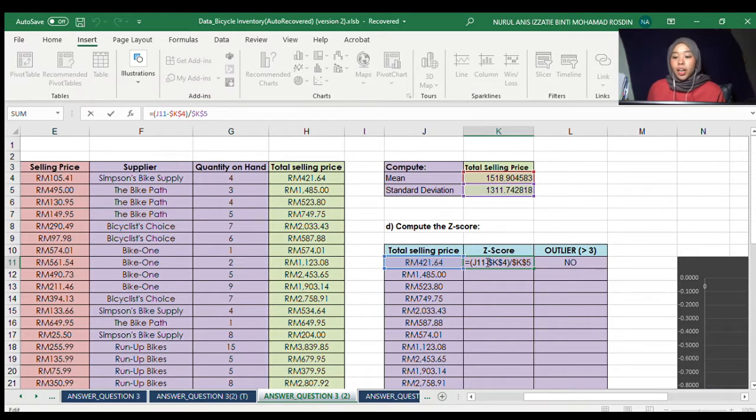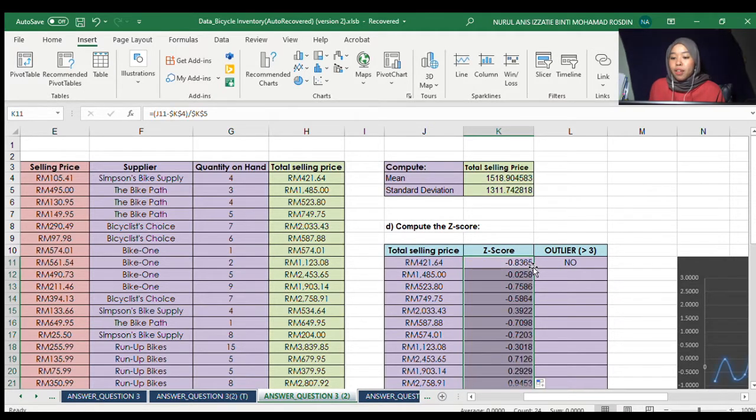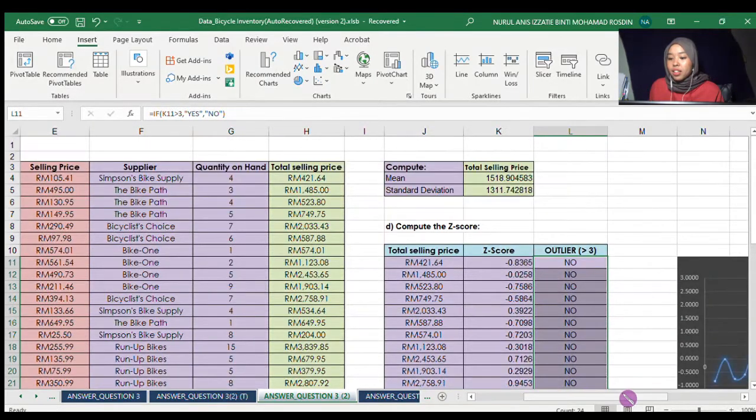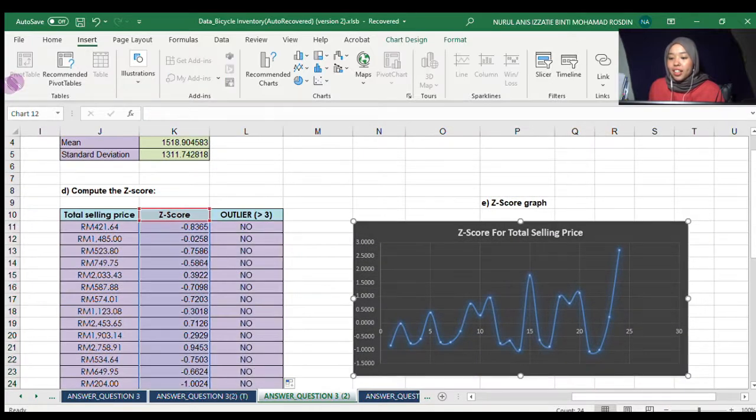by standard deviation. But in this formula, mean and standard deviation, we have to put the dollar sign before and after the alphabet and enter. To get the following answer, we just have to double click. For the outlier, we use the if function. To get the following answer, we just have to double click the table. And next, for the Z-score graph, we can click insert and choose the scatter graph.